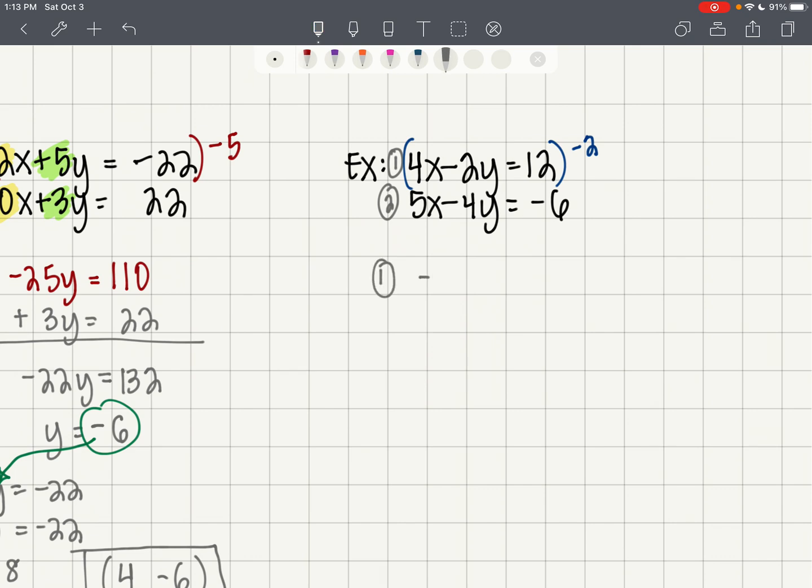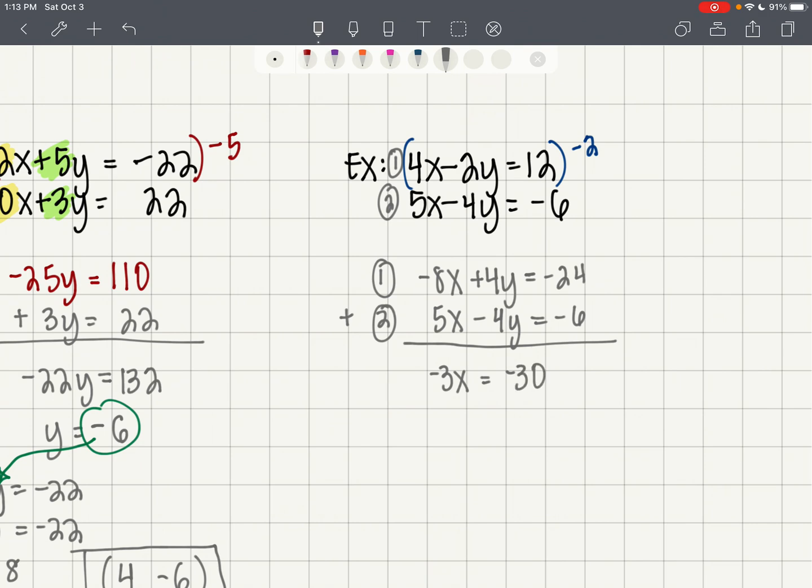So the first equation will become negative 8x plus 4y equals negative 24. The second equation remains the same, 5x minus 4y equals negative 6. We add the two together, we get negative 3x equals negative 30. Divide both sides by negative 3, and x equals 10.